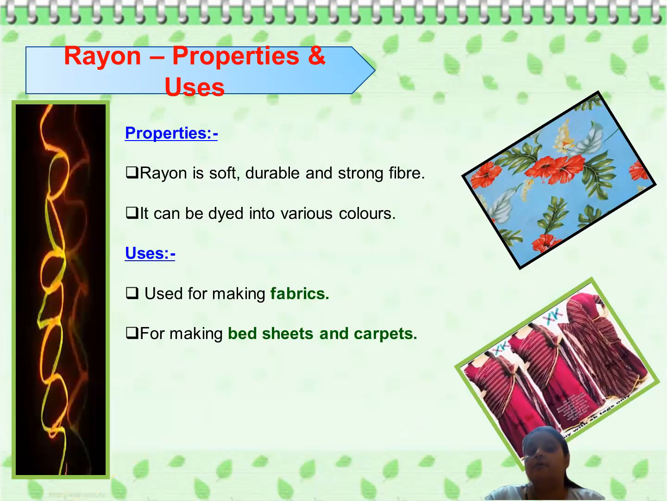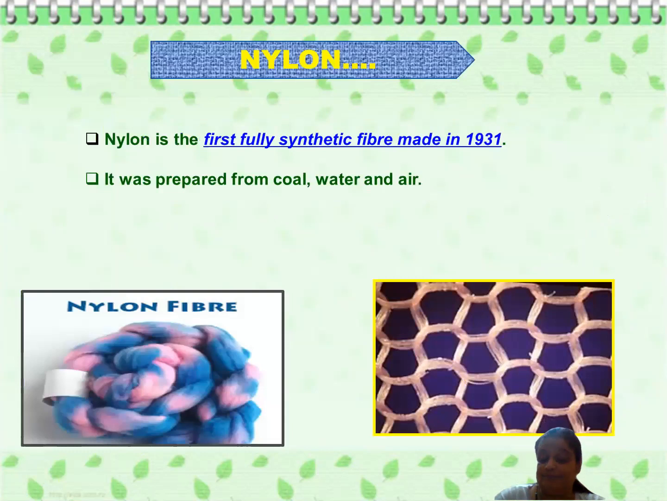The properties, as silk is strong, the rayon is also strong because it resembles silk. It is strong, durable, it's a strong fiber. You can get the fabrics made from rayon in different colors. Not only one color, in different colors you may get it of our choice. And this is used for making fabrics. Not only fabrics, but also to make bed sheets, carpets, and so many things which we are using in our daily life at our home as well.